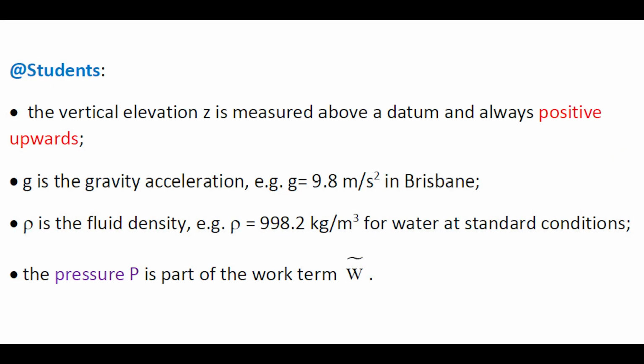Students, in this equation, the vertical elevation Z is measured above a datum and is always positive upwards. g is the gravity acceleration, and rho is the fluid density, for example, 998.2 kg per cubic meter for water at standard condition. Note that the pressure P is not shown because it is part of the work term.